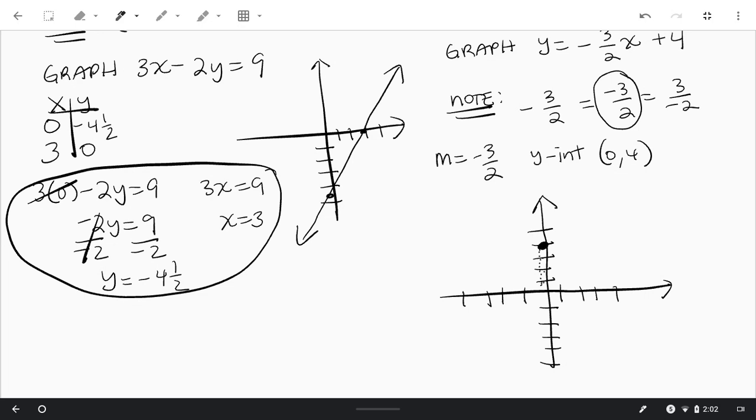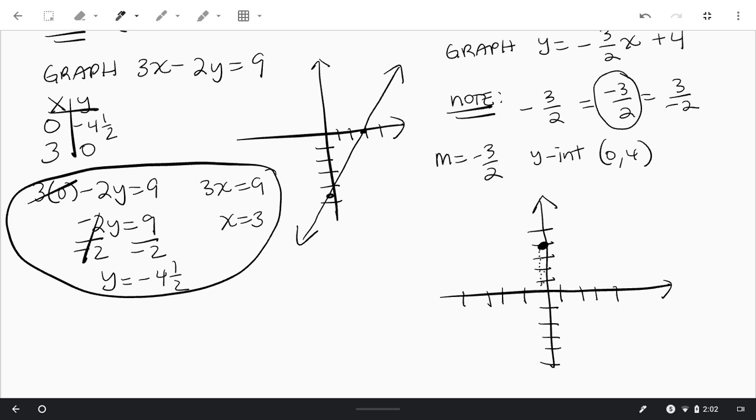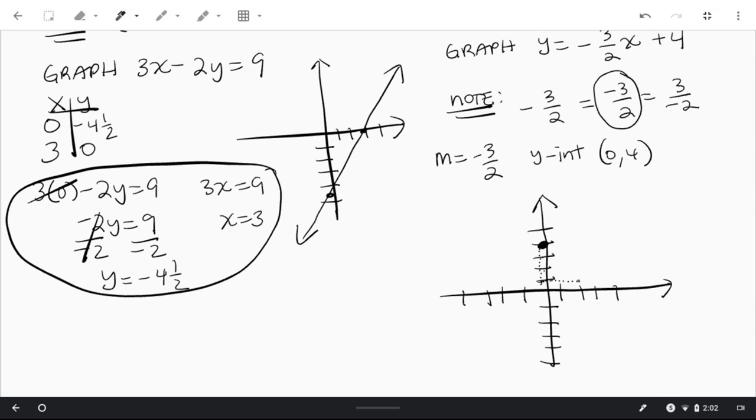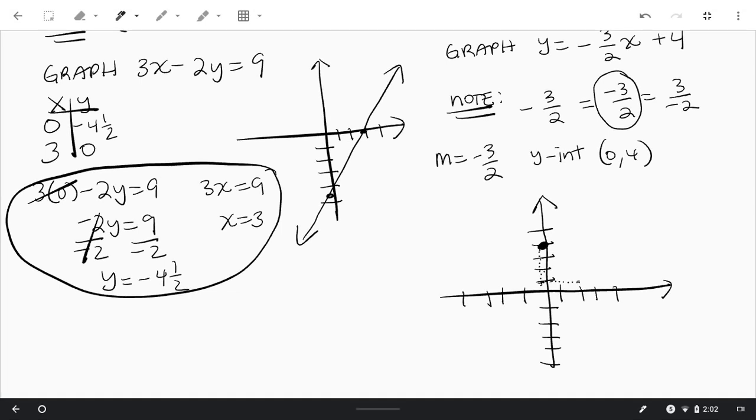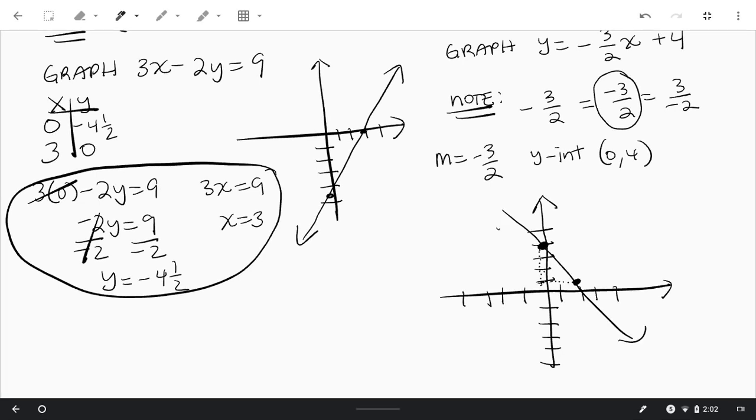Okay, down 3. And then I'm going to run 2, so I'm going to go to the right 2. And that's where my second point will go. And then you can draw your line. And that's it.